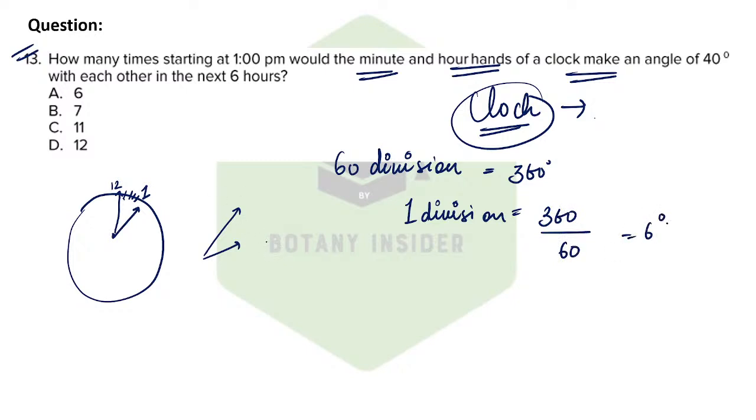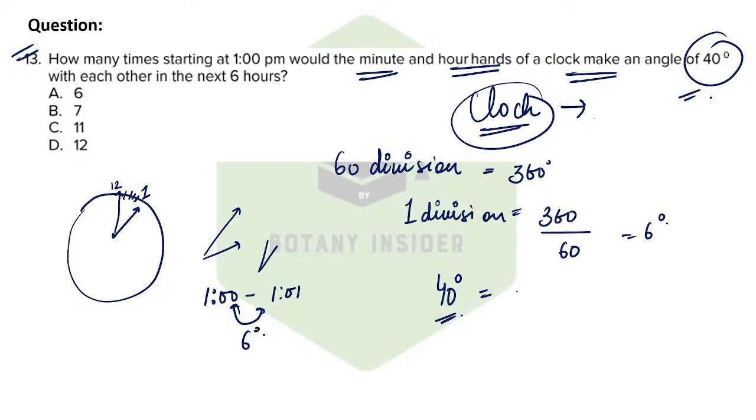That means for 1 minute, let's say between 1 p.m. and 1 p.m. 1 minute, there's a shift of 6 degrees. Did you understand this? Right? For me to get a 40 degrees shift, what do I have to do? 40 divided by 6, because one division is 6 degrees, so I'll be getting the number of divisions over here.